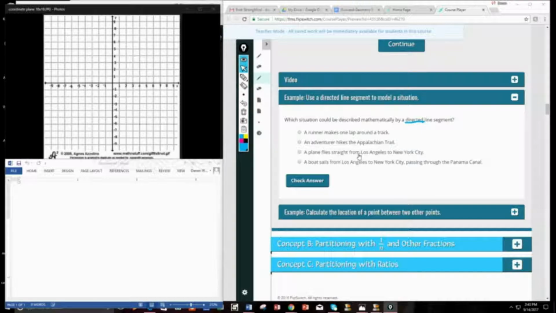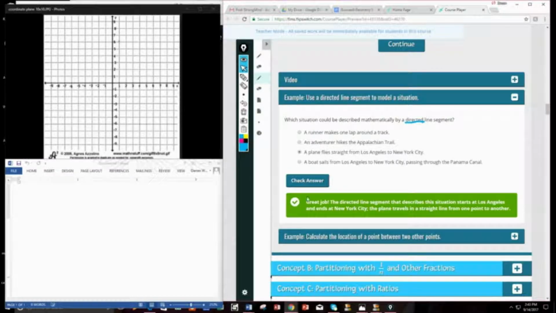A plane flies straight from Los Angeles to New York City. Okay, well, straight is a line. Los Angeles to New York, starting is from Los Angeles, and New York City is the ending point. So that one sounds fairly good to me. Good job. So it starts out at Los Angeles, ends, and the plane travels in a straight line from one point to another.